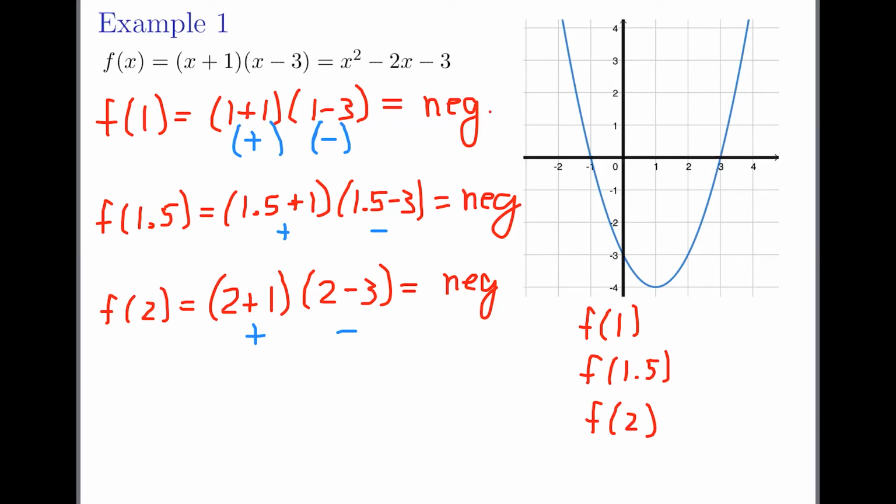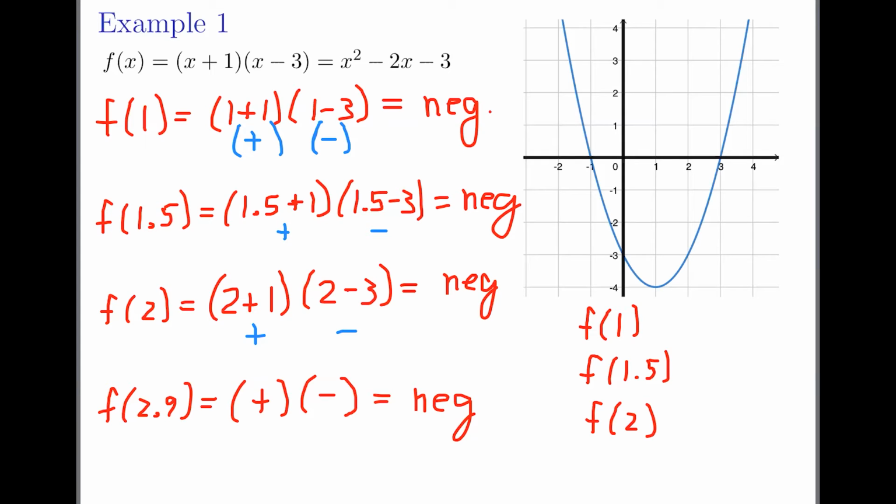In fact, let's think about, what if I did even f of 2.9? F of 2.9 is 2.9 plus 1. Well, that's still going to be positive. Times 2.9 minus 3. And even though 2.9 is pretty close to 3, it's still less than 3. So in fact, 2.9 minus 3 is still negative. And so this product is still going to be negative. And really, this is kind of illustrating the big point here, which is that nothing's going to change if I keep plugging in numbers between -1 and 3.